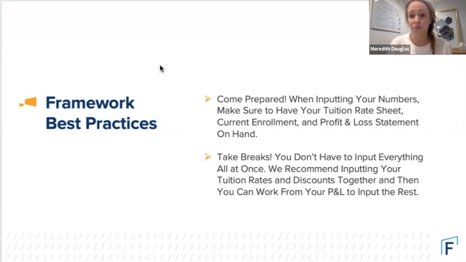But also take breaks. You don't have to input everything at once. The program will remember everything that you've input. So you don't have to do everything all at once. We usually recommend you can do your tuition rates and discounting at once because they kind of go together and all that information is in one place. And then you can input your staffing costs, facility costs, and operational expenses from your P&L at a separate time. So maybe do it in two goes, do it in five if that's what it takes, but take breaks and don't think that you have to sit down and put all of your information in at one time.